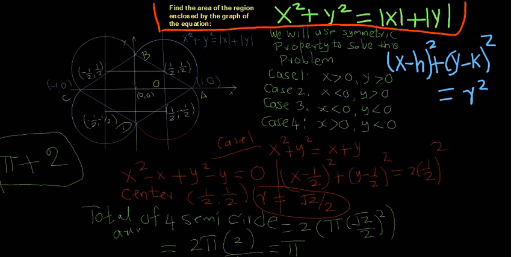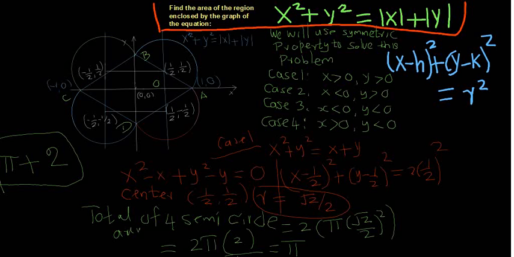Find the area of the region enclosed by the graph of the equation x squared plus y squared equals absolute value x plus absolute value y. So what we're going to do is sketch the graph of this one only in the first quadrant. So actually, what you have is there are four cases.